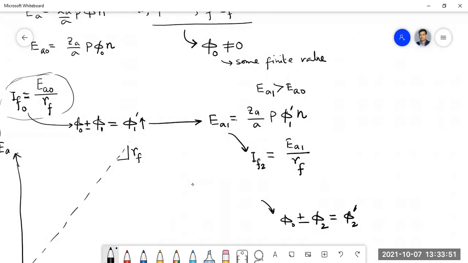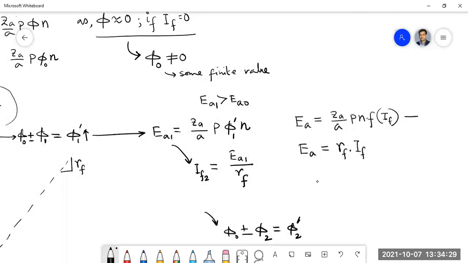One equation is EA equals ZP N by A into some function of the field current, isn't it? And this function is not a linear function, as you have understood. Another expression is very much linear, because it comes from Ohm's law, and that is RF into IF. Am I right? So we get these two expressions as deciding factors. This is line 1 and this is line 2.